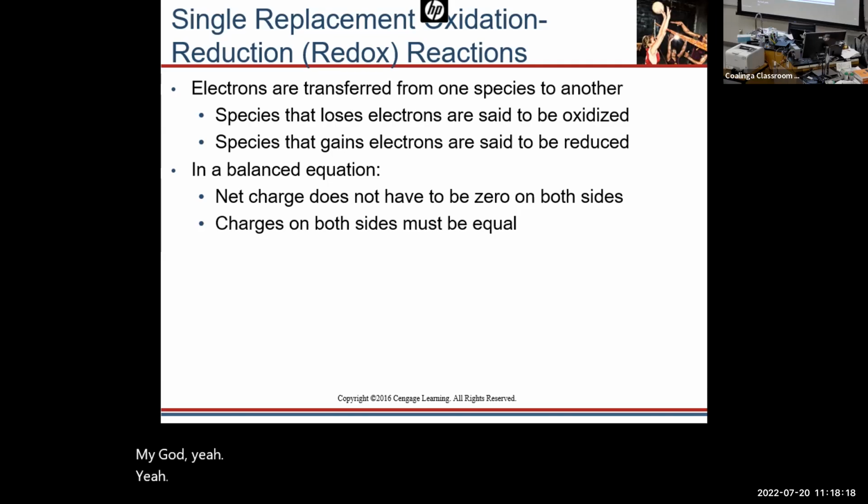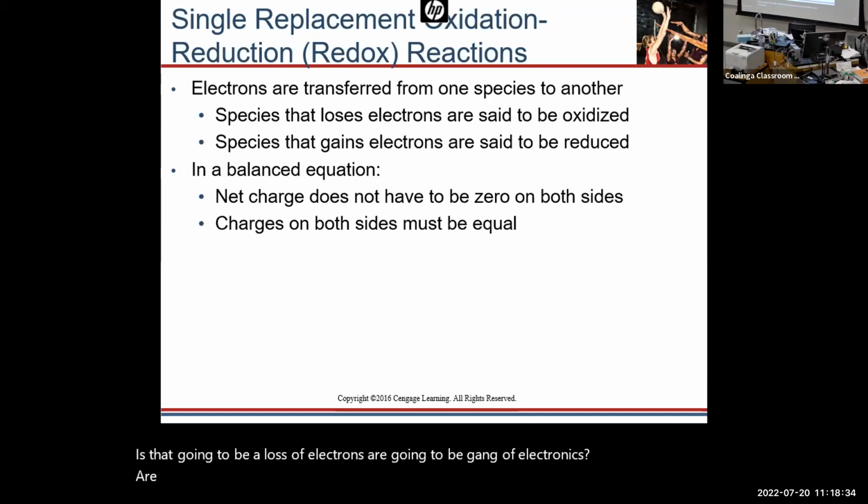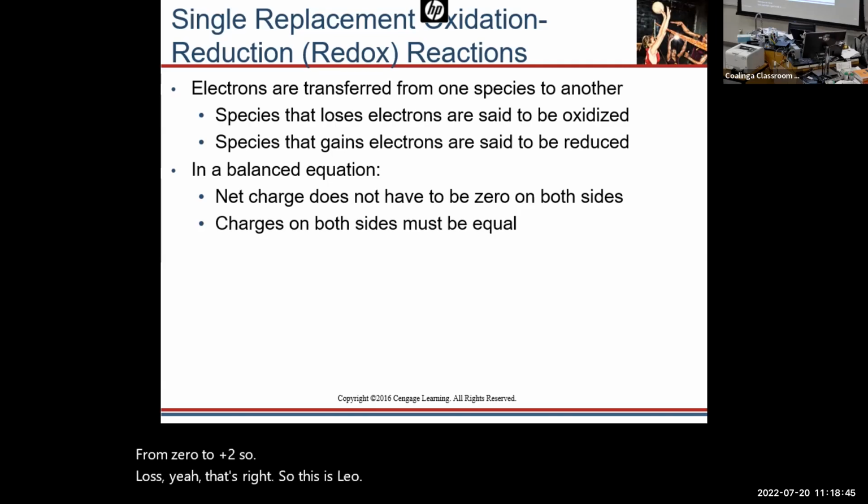So if you guys look at this, magnesium is going from 0 to +2. Is that going to be a loss of electrons or a gain of electrons? Oh, I'm going from 0 to +2, so it's a loss. That's right. So this is LEO. The other way around, if it's negative, it's gaining.